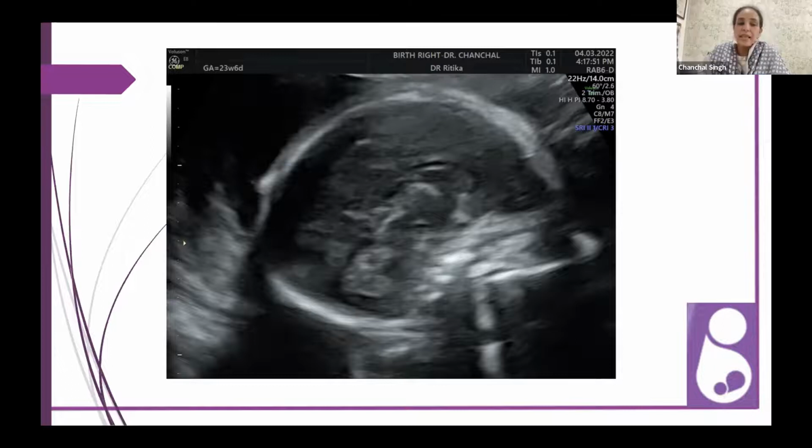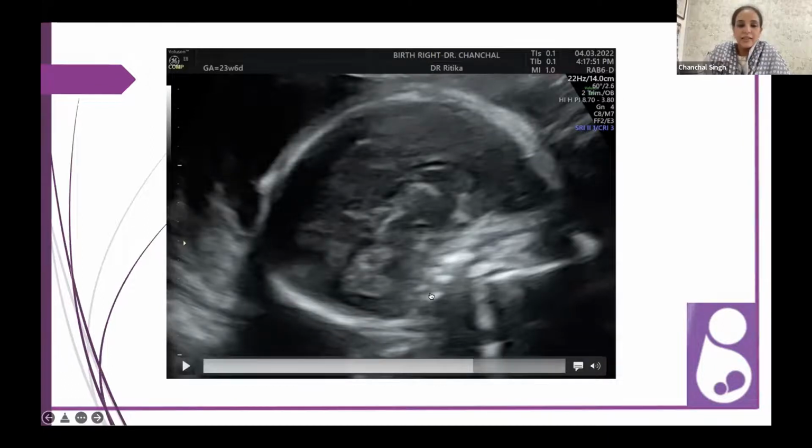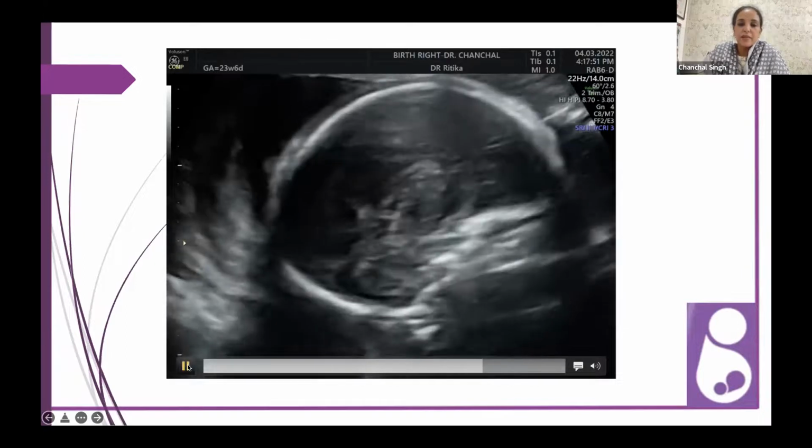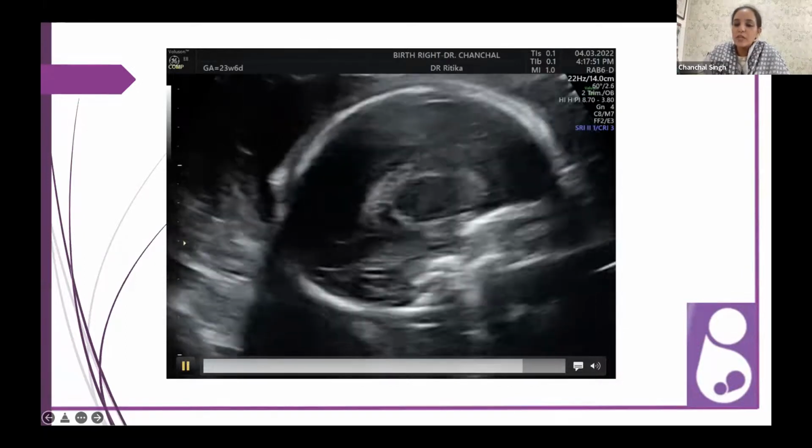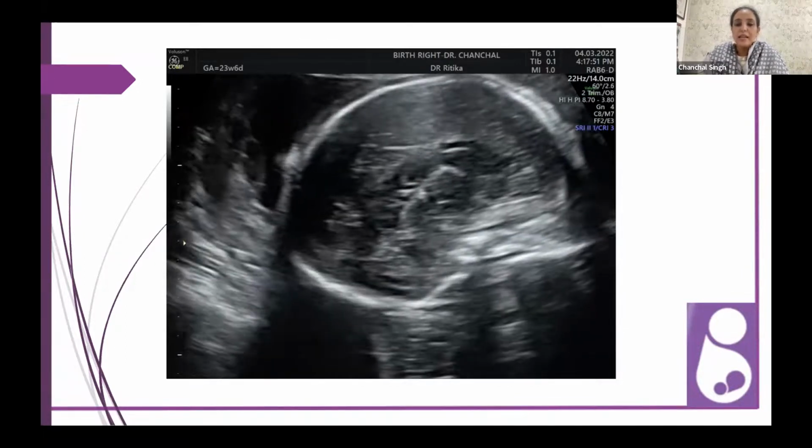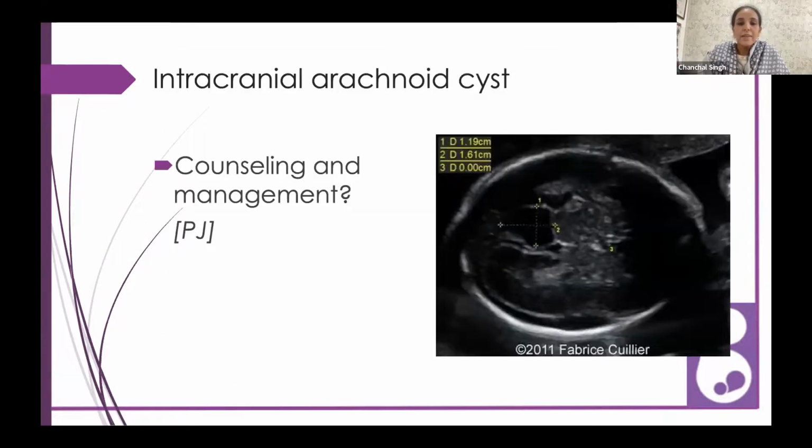Absolutely, it's the same patient, Dr. Savita, and this baby is born now. It was a full-term normal vaginal delivery, just born, but did not need any further follow-up for that. So that's the second variant, which we can probably put together with the CPC. It does warrant follow-up, especially when they're more than 7 millimeters, but otherwise physiological.